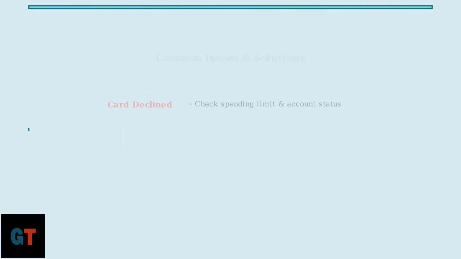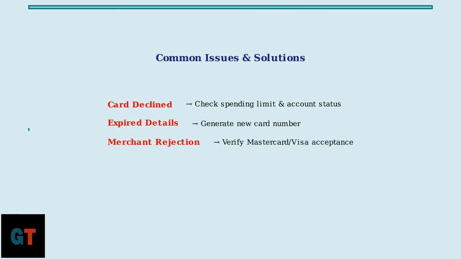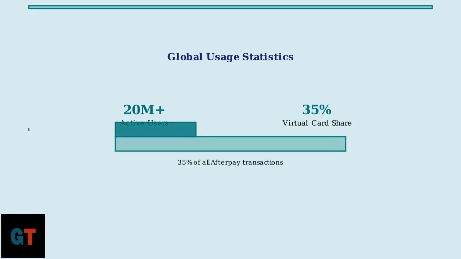If you encounter issues, here are common solutions. If your card is declined, check your spending limit and account status. If card details have expired, simply generate a new card number through the app. Afterpay serves over 20 million active users globally, with virtual card transactions now accounting for 35% of all Afterpay purchases. This demonstrates the growing importance and reliability of the virtual card system.